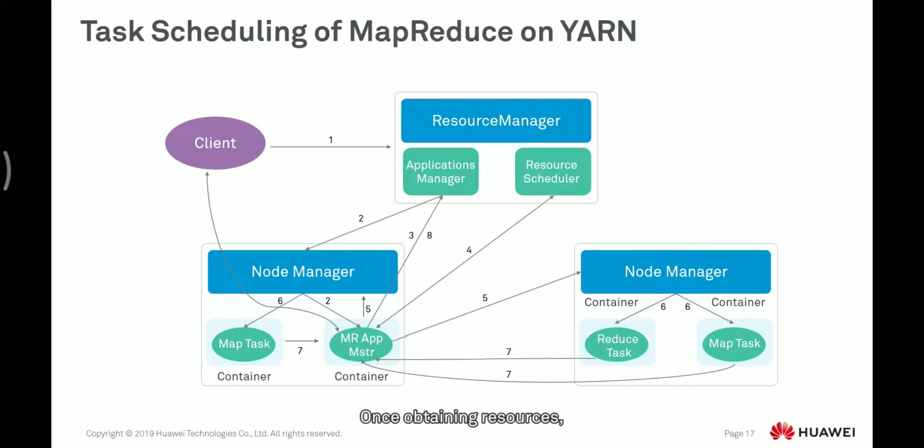Once obtaining resources, application master asks node manager to start the tasks. Then, node managers start the tasks. Each task uses RPC to report its status and progress to application master, so that application master can restart the task if one fails. During the running of the application program, users can use RPC to obtain the operating status of the application program from application master at any time.